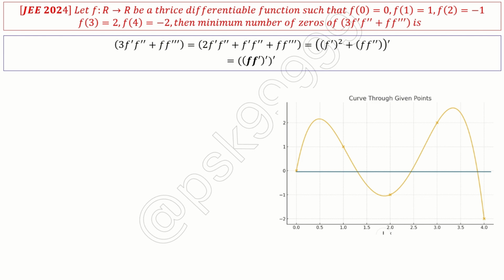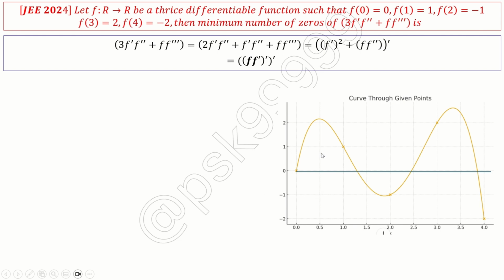Now, let's look at the values of this graph: f0, f1, f2, f3, f4. That means this is a graph at x equal to 0, x equal to 1, x equal to 2, x equal to 3, and x equal to 4. If I draw the graph, this is how it looks. f of 0 is 0, f of 1 is 1, f of 2 is -1, f of 3 is 2, and f of 4 is -2. So the graph looks something like this.